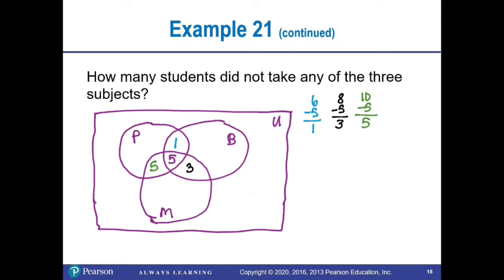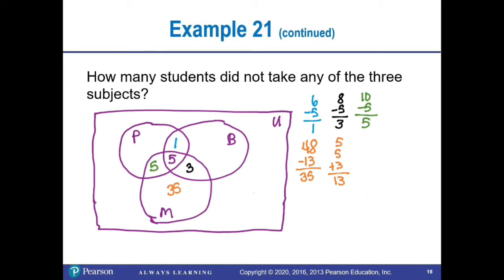Finally, I'm going to look at 1 subject at a time. There were 48 students who took mathematics. As I look in the mathematics loop, there's already a 5, a 5, and a 3. 5 plus 5 plus 3 is 13. So I already have 13 students in that loop. 48 minus 13 is 35. This is the number of students who took only mathematics.